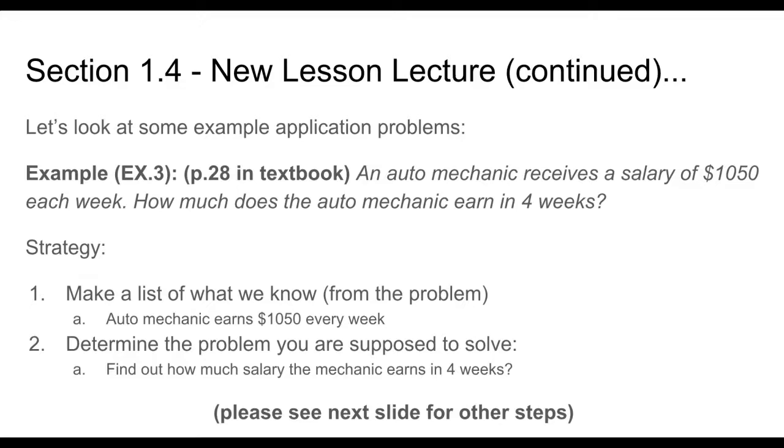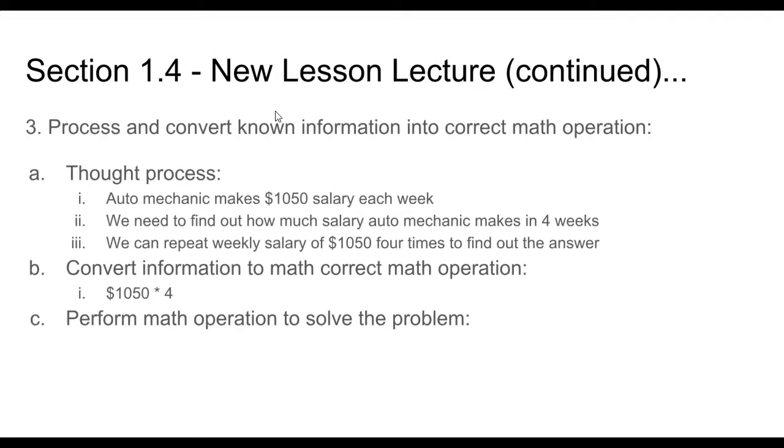Now, step 3 would be to process and convert the known information into the correct math operation. Remember, math is about not just understanding, but processing the information and making sure that we understand it. So let's go through the thought process of how to solve this problem. The first thing we know is that the auto mechanic makes $1,050 of salary each week. We also know that we need to find out how much salary the auto mechanic makes in 4 weeks.